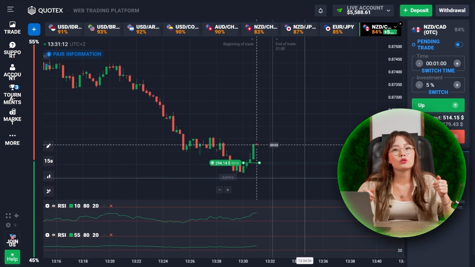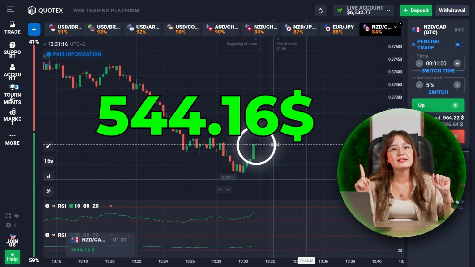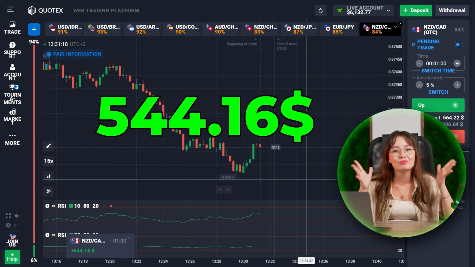Here, the signal worked 100%. The price skyrocketed and I made a good profit. Even though this is an advanced strategy, you can make it even more precise. For example, if a divergence occurs at a key support or resistance level, it's almost guaranteed profit.